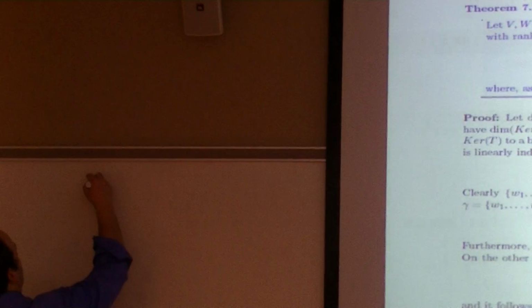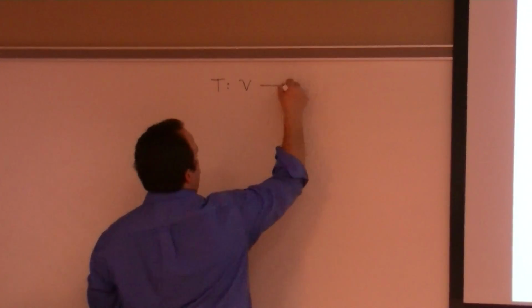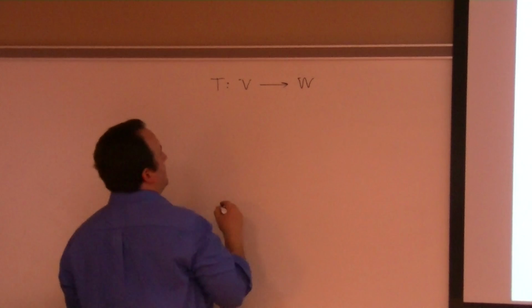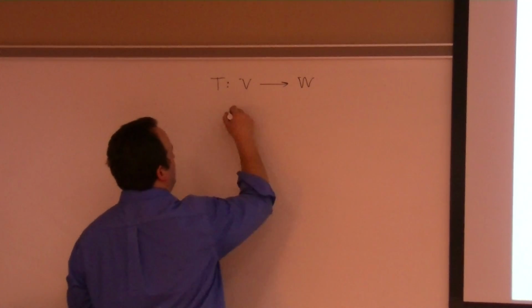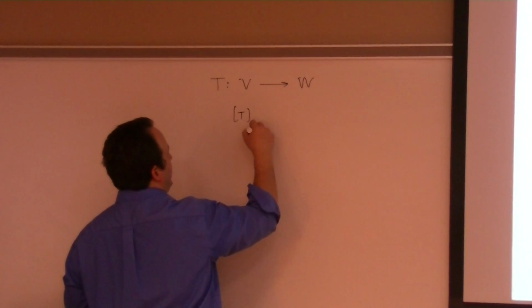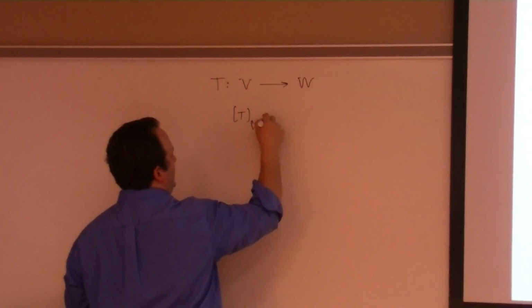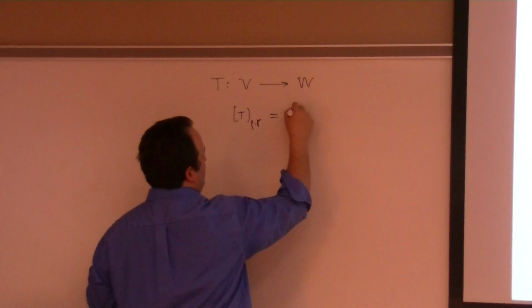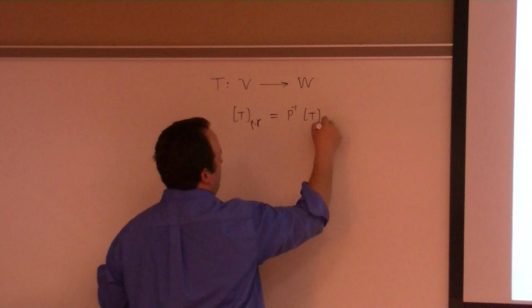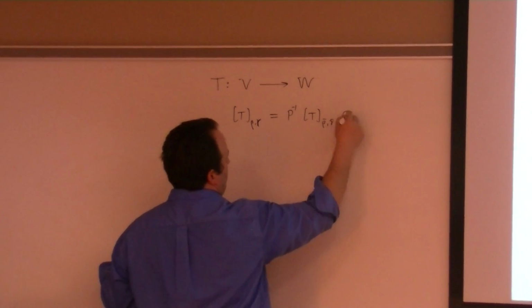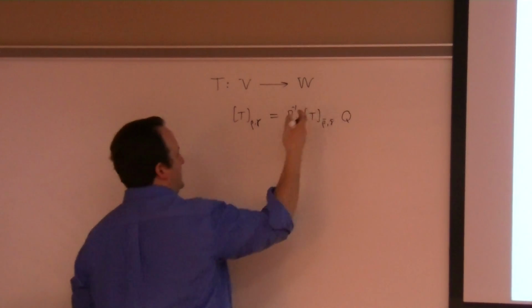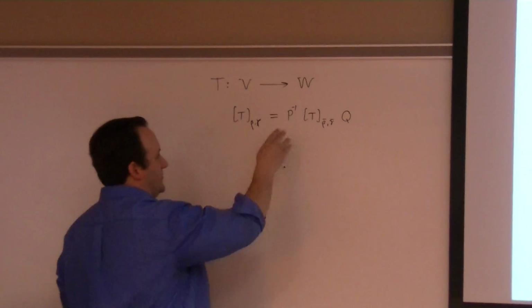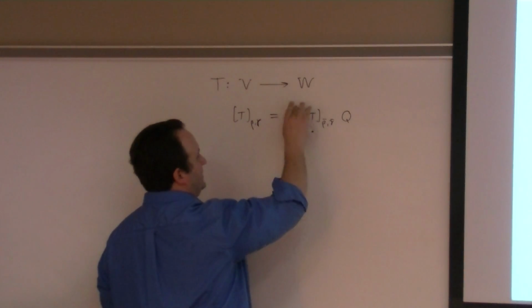So if I have a linear transformation T from V to W, and I look at T with respect to one choice of basis, beta and gamma, then basically it's P inverse times the matrix of T with respect to another basis, times Q, or you could just say P and Q if you don't want to use P inverse here, whatever.